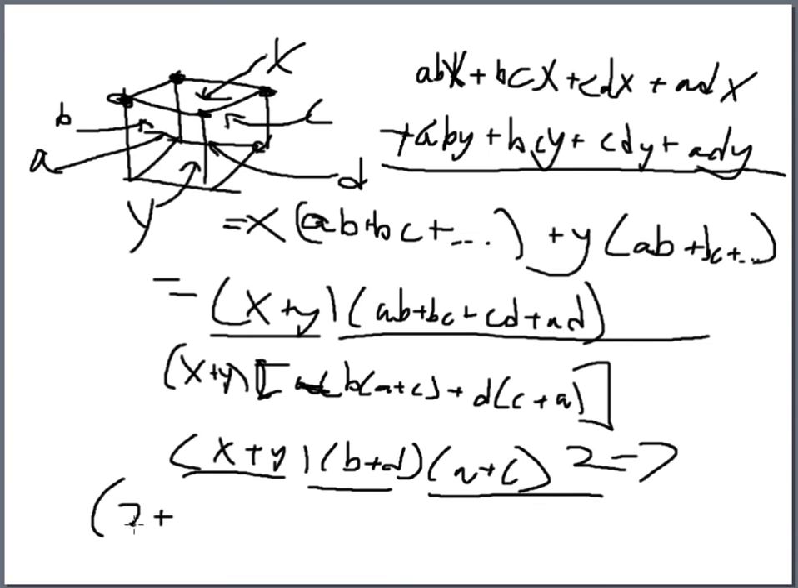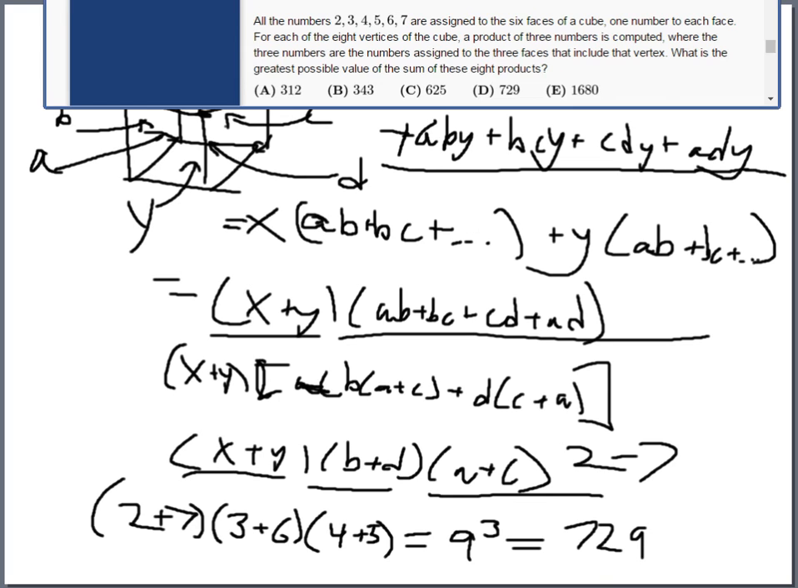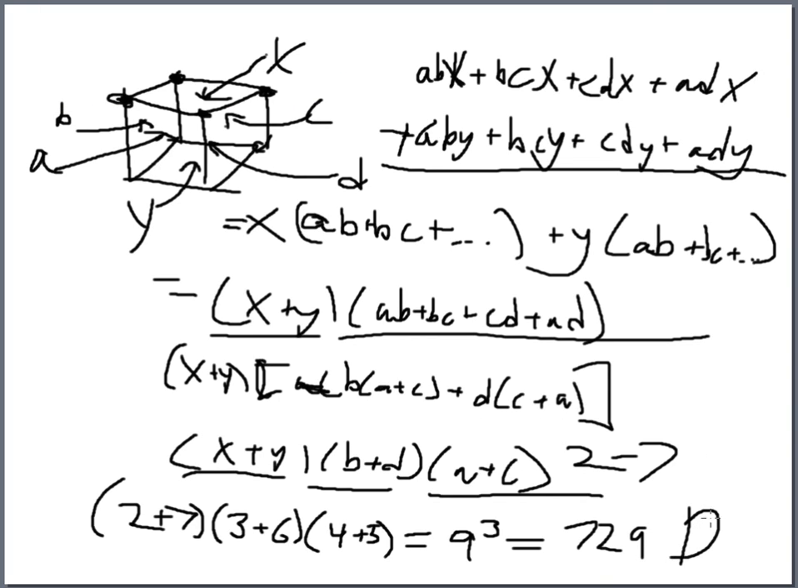I don't really know how to prove it, but it's understandable. You could just tell. Sorry for my bad explanation, but yeah. So you have these three factors, and that's going to give you 9 cubed. It's going to give you 729. And at last, D is your answer.